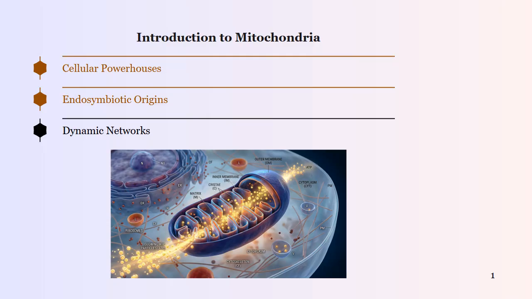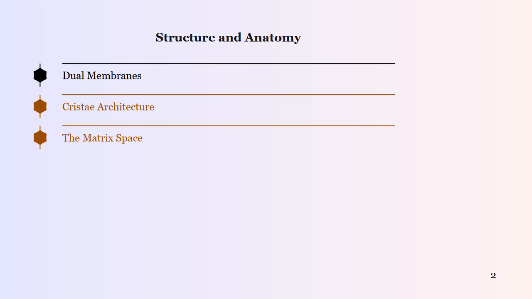Dynamic networks. Rather than static beings, mitochondria constantly fuse and divide in a dynamic network inside living cells. 2. Structure and anatomy. Dual membranes. The organelle is bounded by a smooth outer membrane and a highly folded inner membrane that regulates transport.